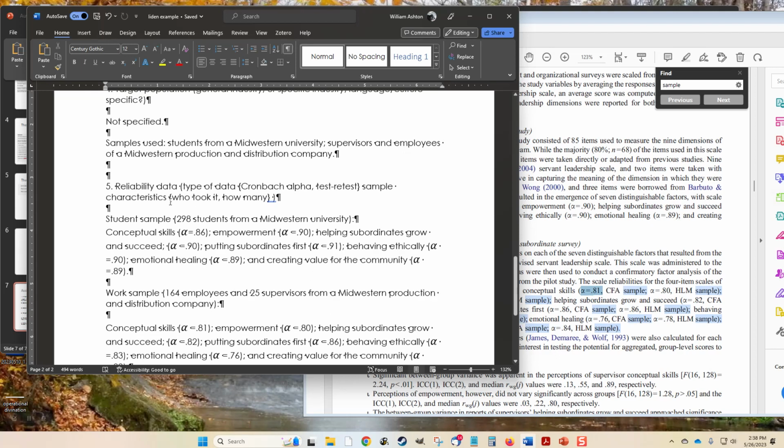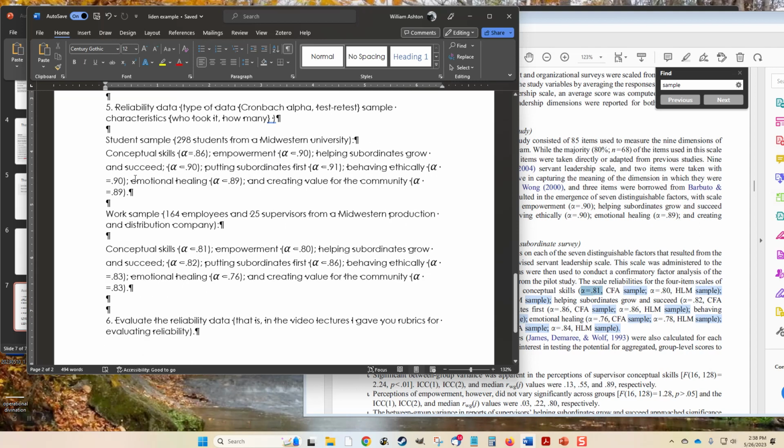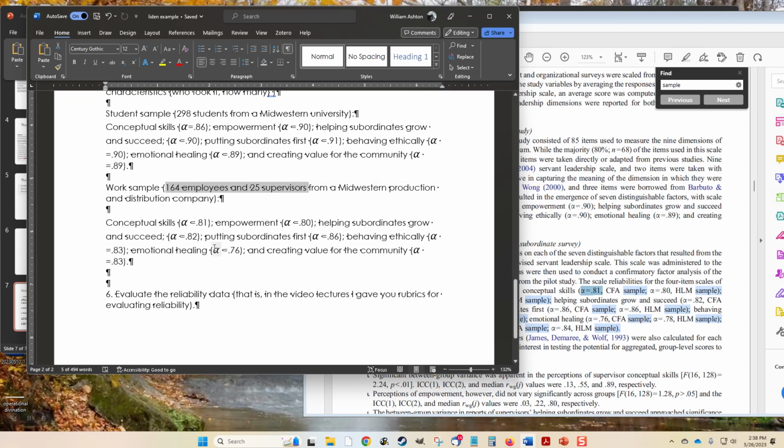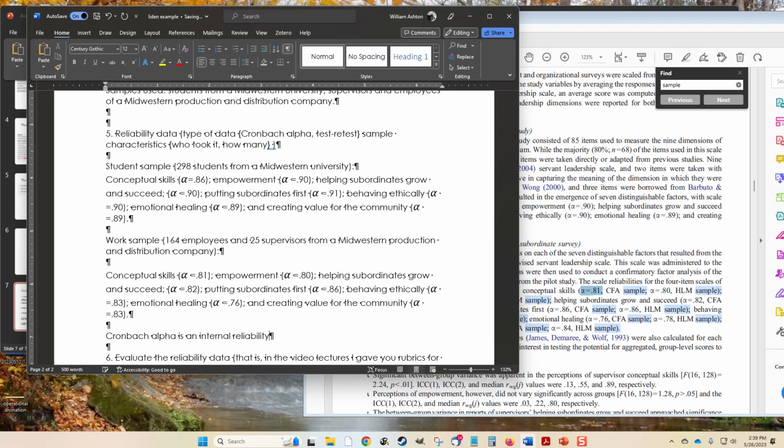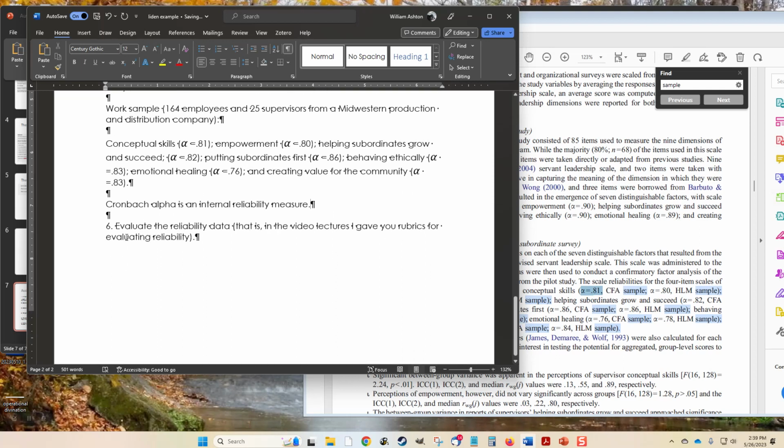and notice I say what type of data, sample characteristics, who took it and how many. So the sample characteristics were the work sample, 164 employees, 25 supervisors, and even though it's obvious, the Cronbach alpha is an internal reliability measure. And then finally, number 6, evaluate the reliability data.